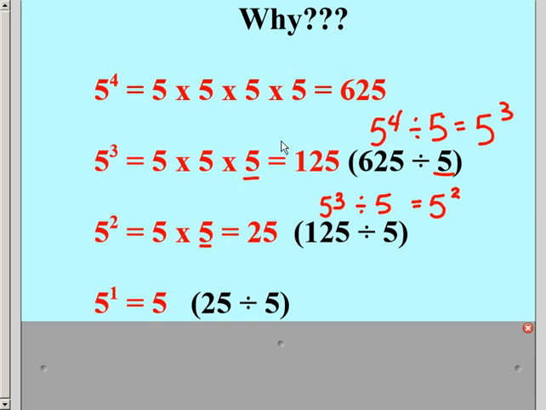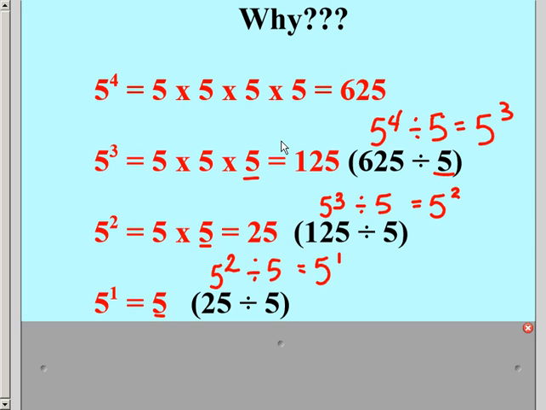5 to the 1st power equals 5. And the reason it equals 5 is because if we think about the value of 5 to the 2nd power, when we divide it by our base, which is 5, then we're going to get 5, which is the value of 5 to the 1st power. So in other words, every time you go down a power, what you're really doing is dividing by the base, which should make sense because as you go up a power, you're multiplying by the base again.